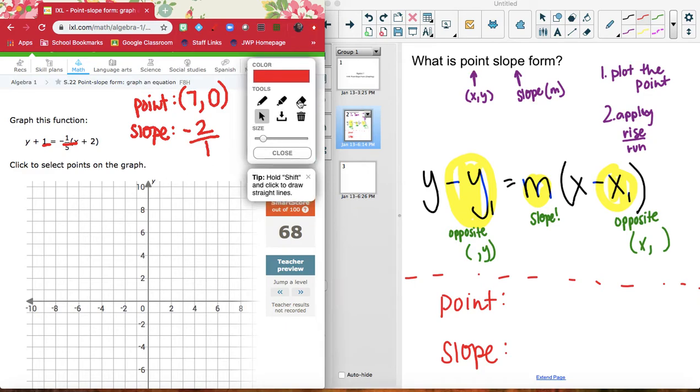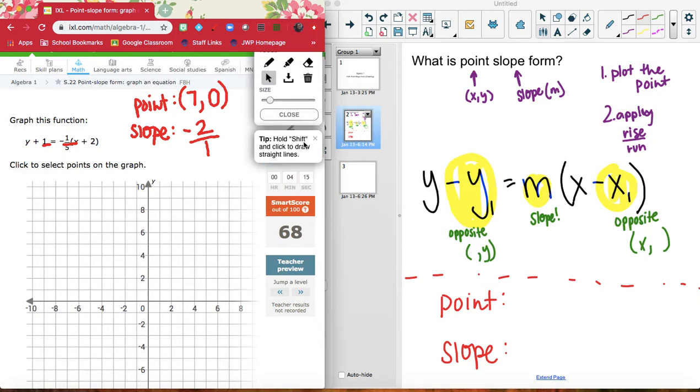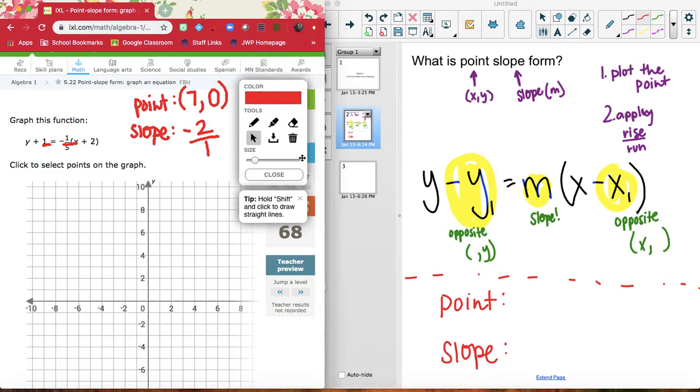Okay, I'm going to do 1 or 2 more here. Oh, come on, little guy. Where are you going? Just so that you have them.